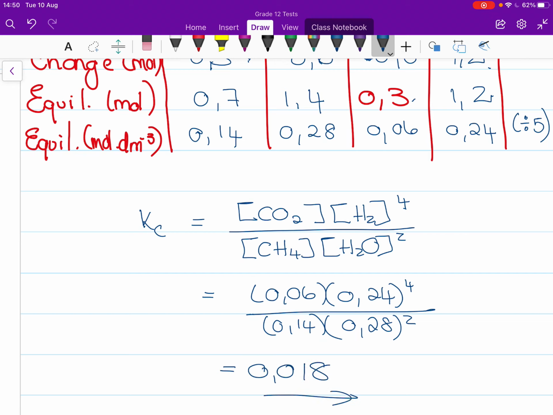0.018 without any unit. Okay, biggest mistakes: not recognizing that it was equilibrium, not using the right ratios, not dividing by 5, and then of course setting up the Kc expression, so you need to be careful.